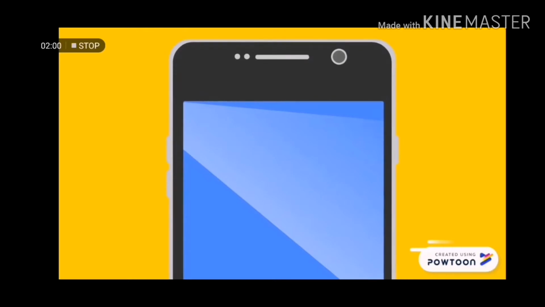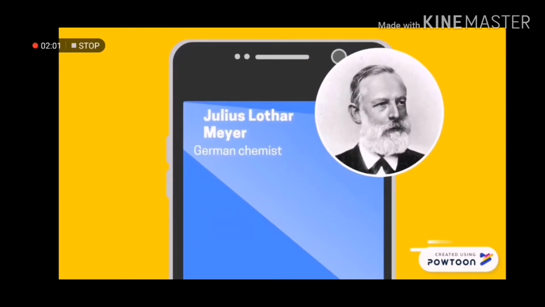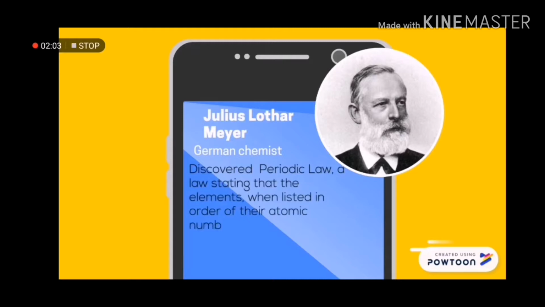Julius Lothar von Meyer was a German chemist. He was a contemporary and competitor of Dmitry Mendeleev to draw up the first periodic table of chemical elements. About 5 years apart, both Mendeleev and Meyer worked with Robert Bunsen.